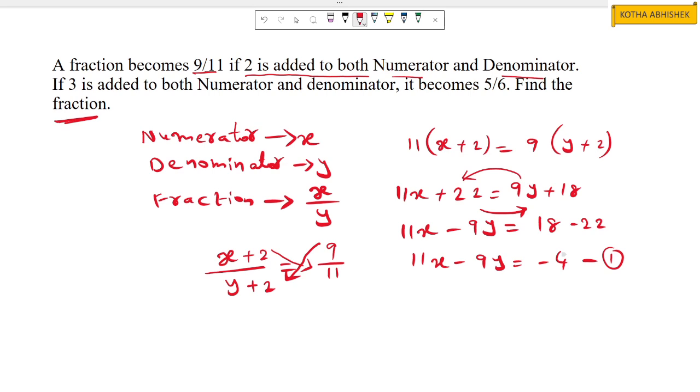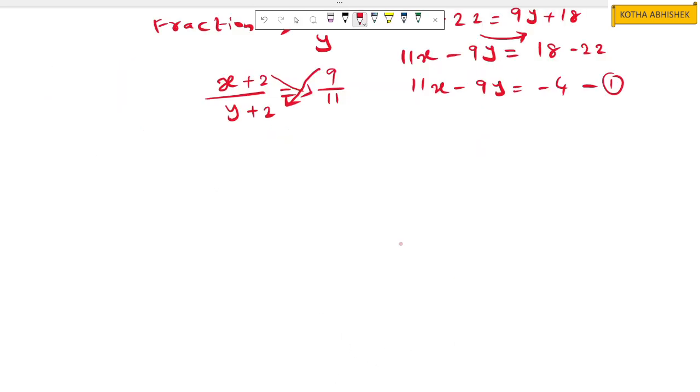Now let us move to the next one. If 3 is added to both numerator and denominator, it becomes 5 by 6. Then find that fraction. Let us check how to solve this one also. Numerator is x. We are adding 3, divided by denominator y, for that also adding 3. Then the fraction will be equal to 5 by 6.